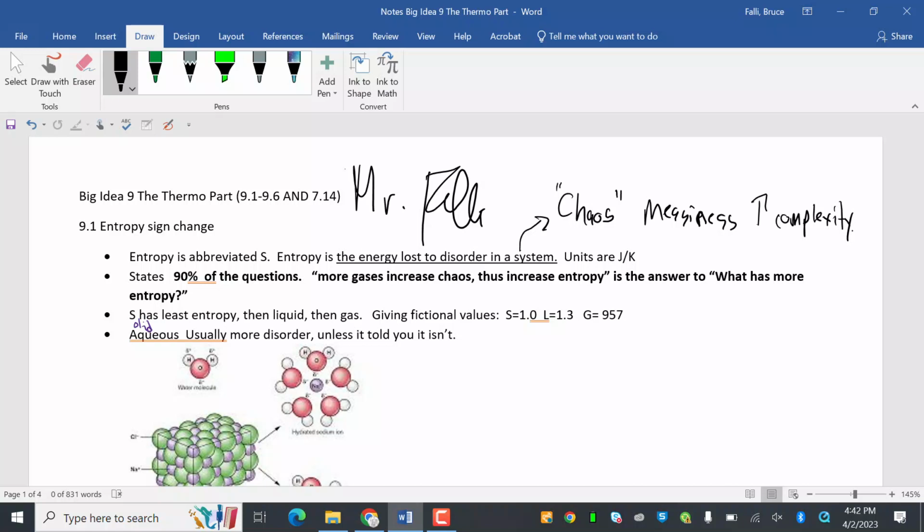Okay. So 90% of the questions, the way you answered is more gases increase chaos, thus increase entropy. And that's the answer to what has more entropy. Okay?